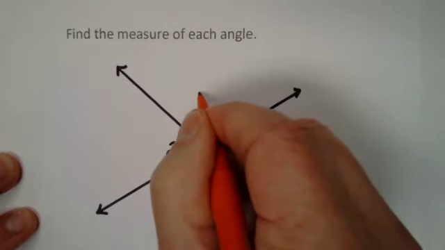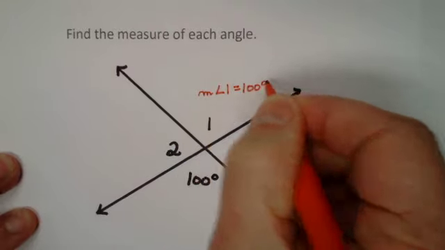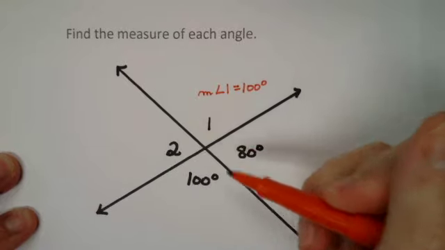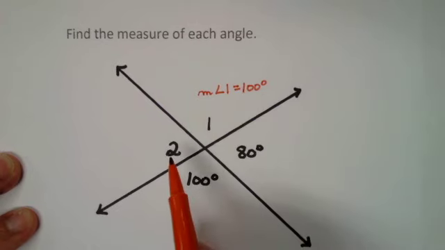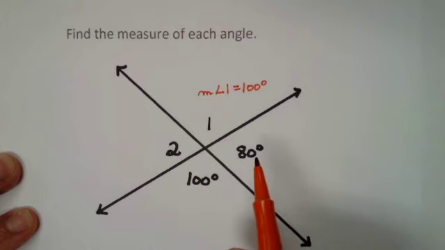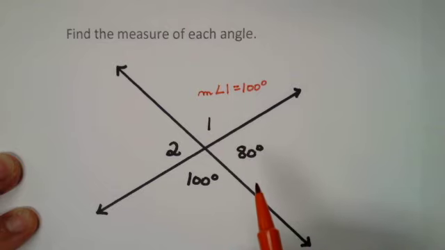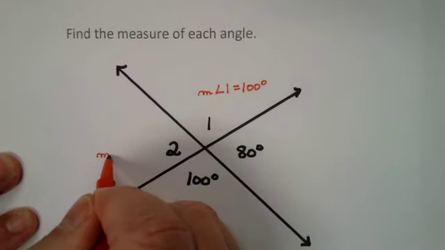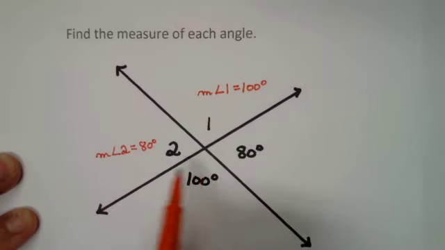The way I write that is the measure of angle 1 is equal to 100 degrees. And how do I know that? Because they're vertical angles and they have the exact same size and shape. I can determine what the measure of angle 2 is because across from it is its vertical angle. These two angles are vertical. If this one right here is 80 degrees, that means angle 2 is also 80 degrees. The measure of angle 2 is also equal to 80 degrees because I know about vertical angles.